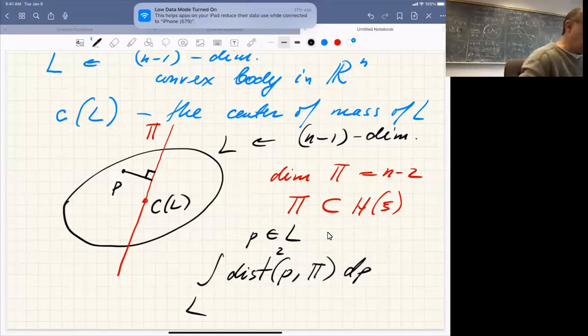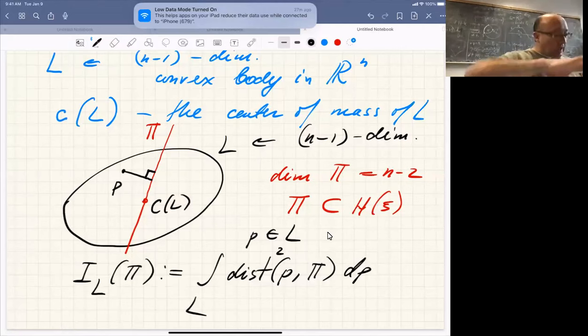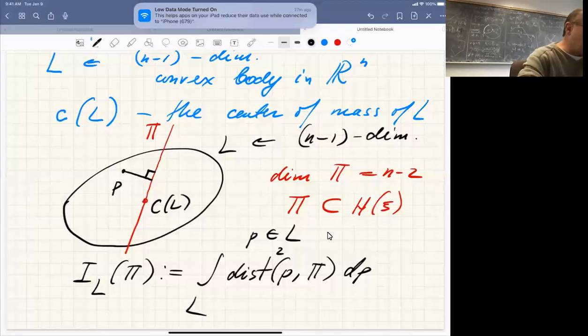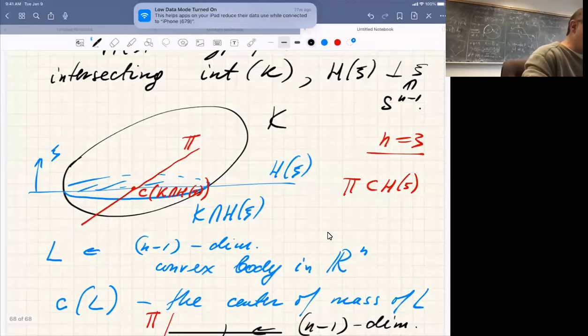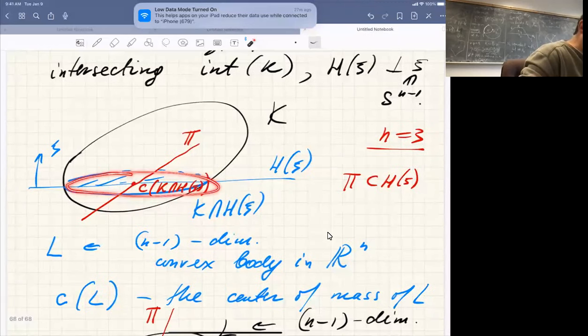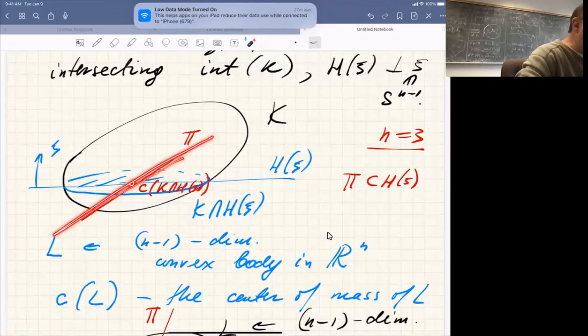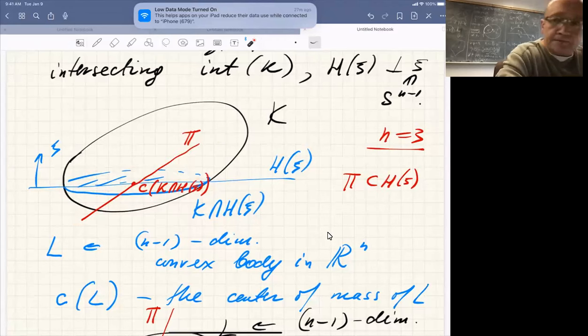Okay. And then what you do, you claim that this is the moment of inertia of your body L with respect to pi. This is the definition. Okay. So it shows you how much this n-1 dimensional guy, or the 2-dimensional guy in the 3-dimensional space, rotates about CL. So about the line passing through the center of mass. So again, coming back to this picture, so you see you have this section, and I want to take the center of mass of the section, and I want to take the line passing through the center of mass, and I want to see how much my section rotates about this line passing through the center of mass. This is the idea.